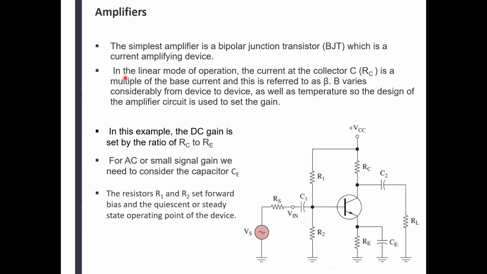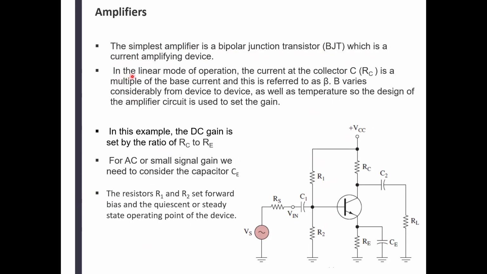All right, amplifiers. The simplest amplifier is a bipolar junction transistor. I'm not sure if you have done the lab, but it will be the class A amplifier. BJT, bipolar junction transistor, which is a current amplifying device.